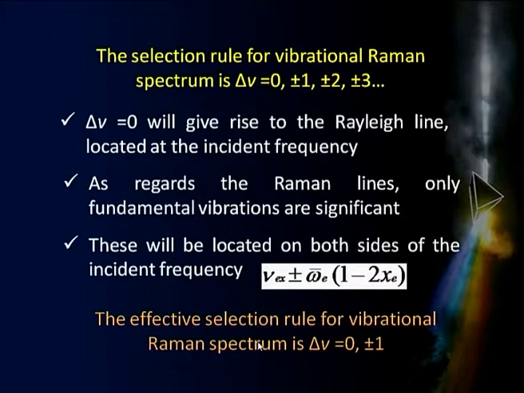So, the effective selection rule now which comes out for our vibration Raman spectrum is just that delta V to be equal to 0 and plus minus 1, 0 for Rayleigh scattering and plus minus 1 for the Raman scattering. Now, before we proceed further, let us just quickly look at the prerequisite to observe vibrational Raman spectrum.